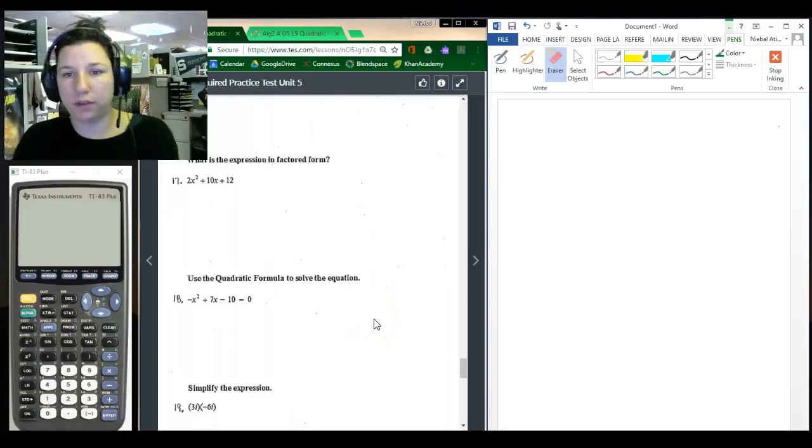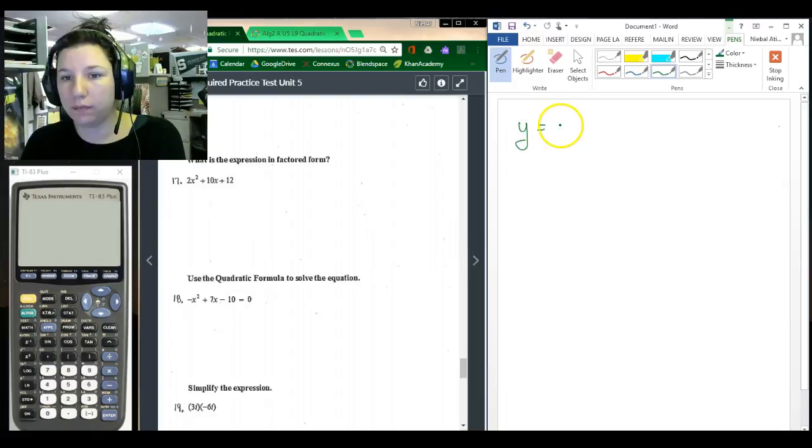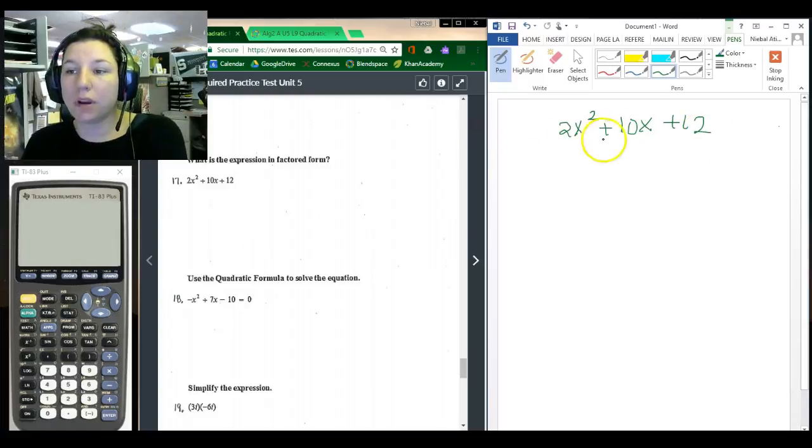Number 17, what is the expression in factored form? Oops, we don't need a y squared here. It's just an expression. So we have 2x squared plus 10x plus 12. Okay. So I want to factor this.